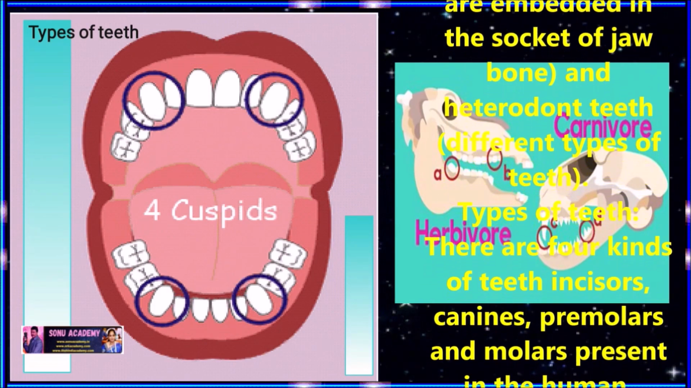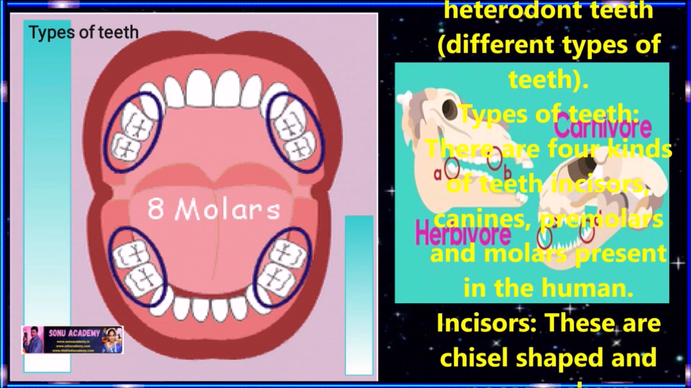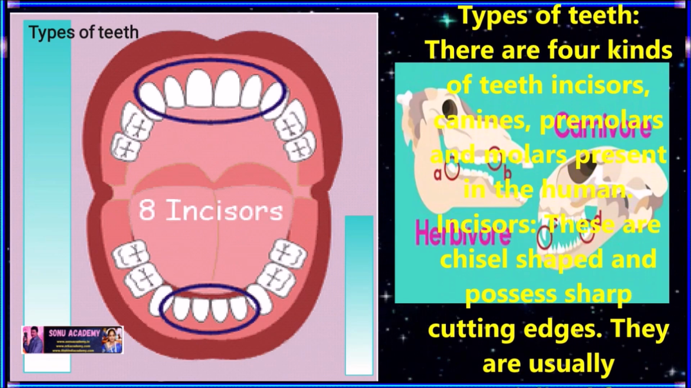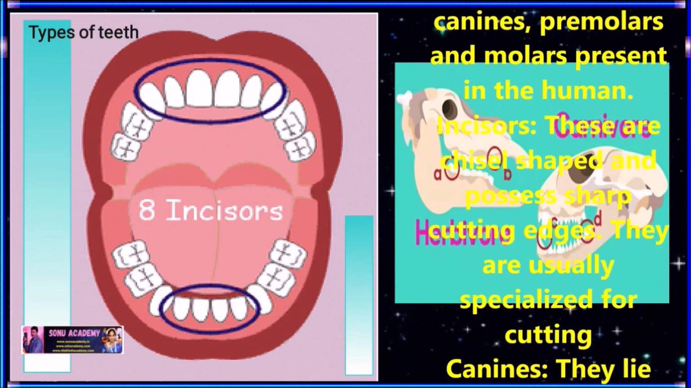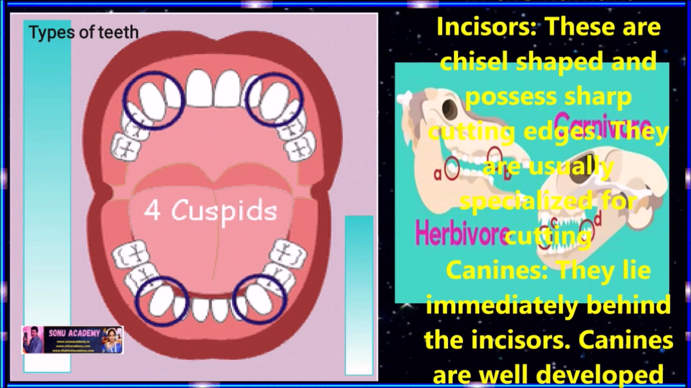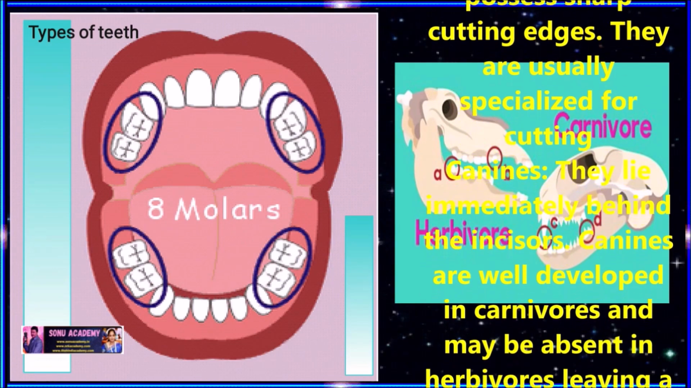Now let us discuss the types of teeth in humans. Children, there are four kinds of teeth which are called as incisors, canines, premolars and molars. These are present in human. Let us discuss about incisors. Incisors are chisel shaped and possess sharp cutting edges. They are usually specialized for cutting the food.